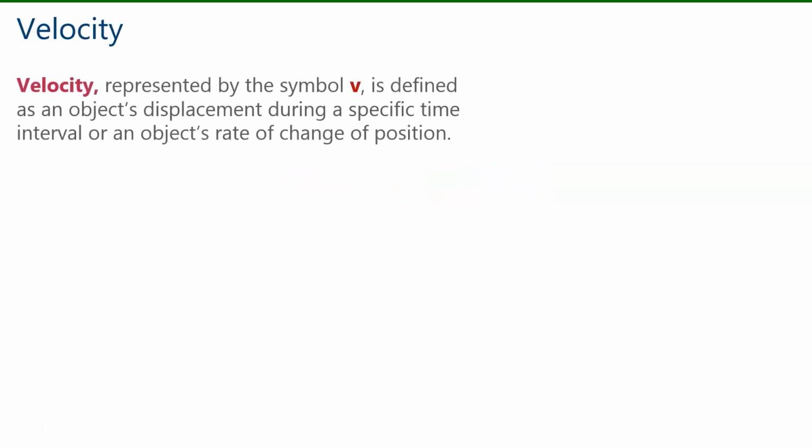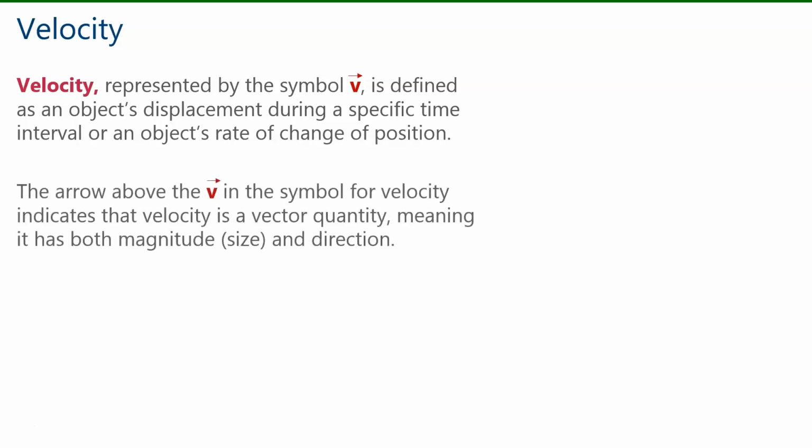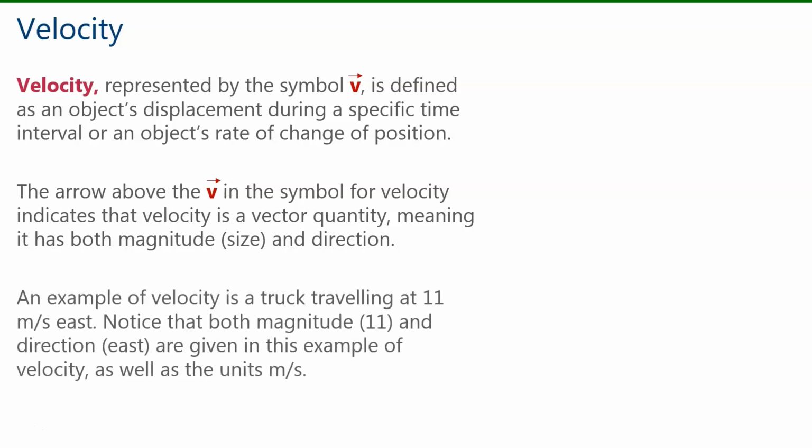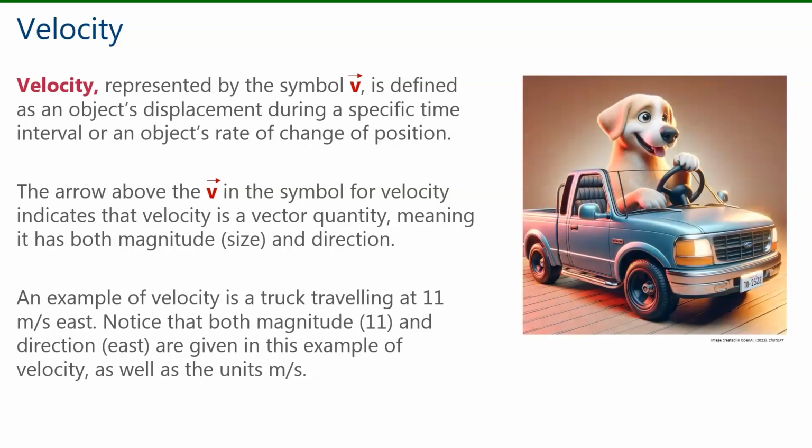Velocity, represented by the symbol lowercase v with an arrow above it, is defined as an object's displacement during a specific time interval, or an object's rate of change of position. The arrow above the v in the symbol for velocity indicates that velocity is a vector quantity, meaning it has both magnitude, size, and direction. An example of velocity is a truck traveling at 11 meters per second east. Notice that both magnitude, 11, and direction, east, are given in this example of velocity, as well as the units of meters per second.